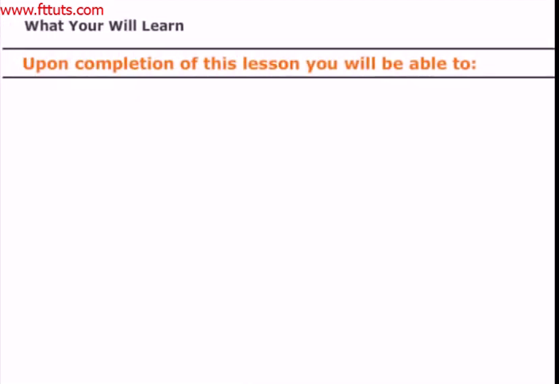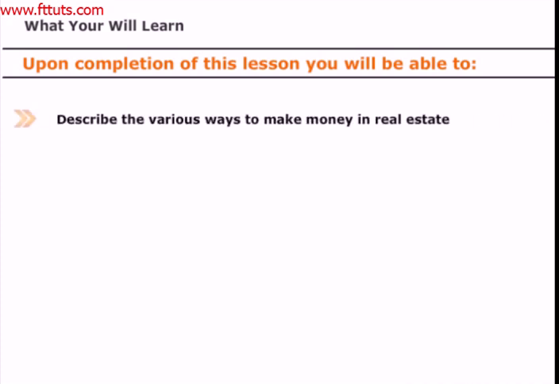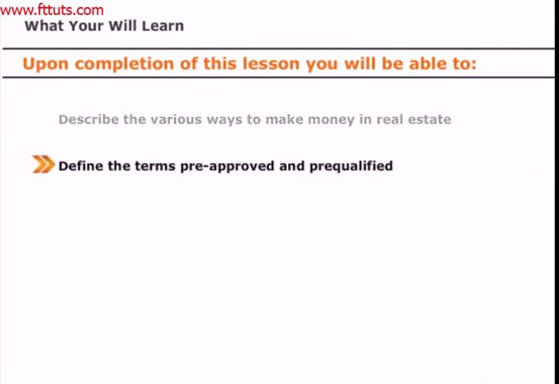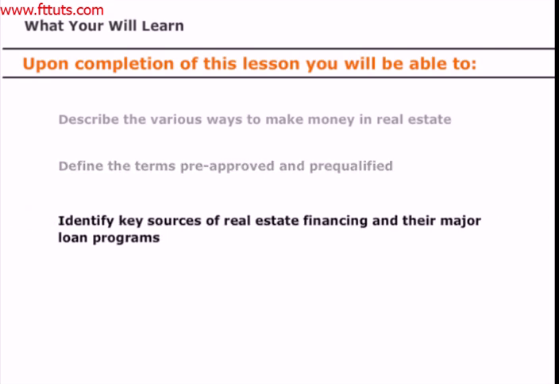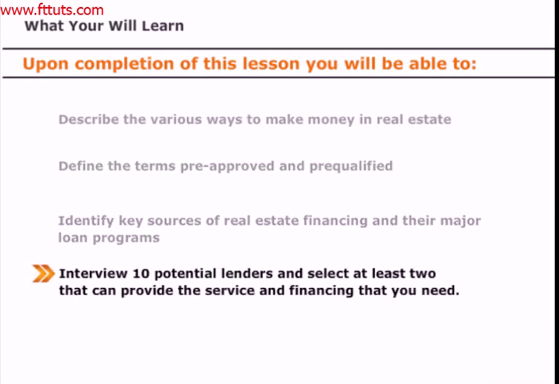In this lesson, Jan and Bob will describe different ways to make money regardless of your current financial situation. They will discuss the differences between getting pre-approved and pre-qualified, also different types of lenders, and finally, the right kinds of questions to ask to get the financing process started.